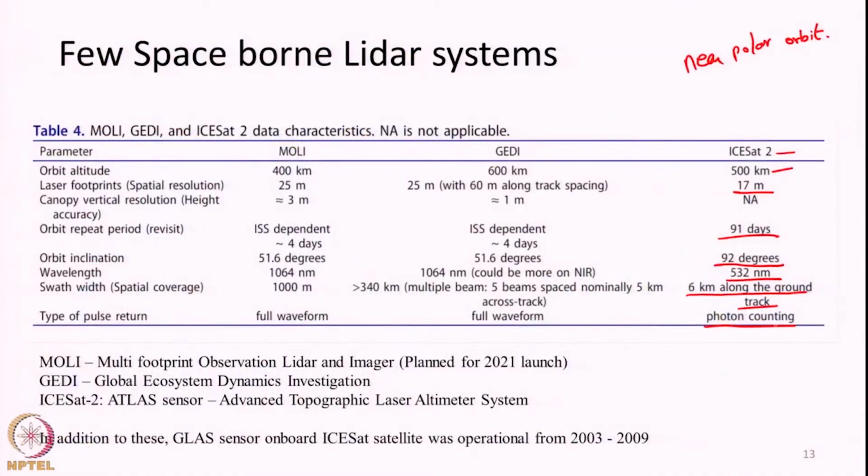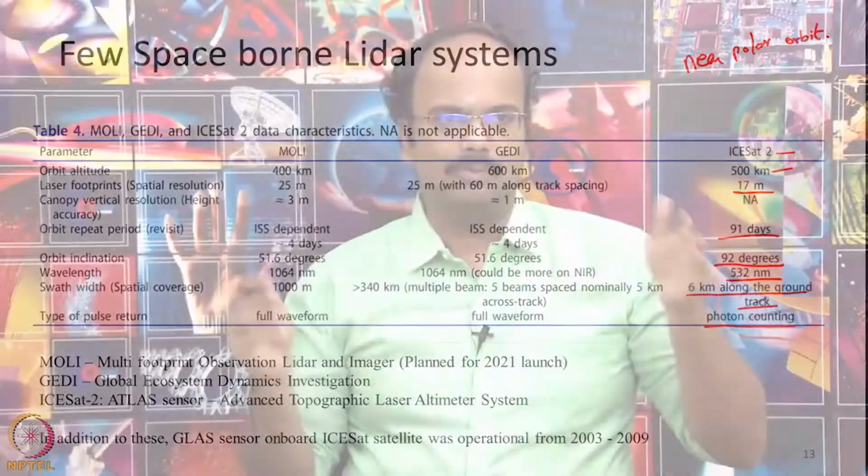This has a repeat interval of 91 days. So, on average, once every 3 months it will collect the topographic information over the same spot on the ground. But why do we have such a large repeat cycle? Just look at the swath width, actually it is a very narrow swath that ICESat-2 covers, because it is beams, it is not a scanner. ICESat-2 is not a scanner system, ICESat-2 produces multiple beams and each beam will have its own footprint.